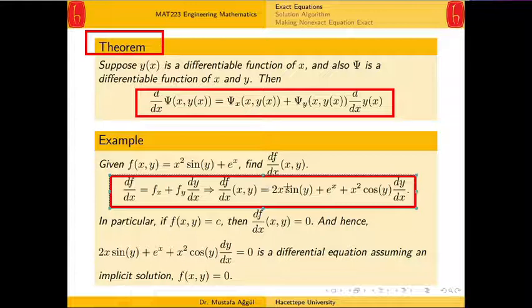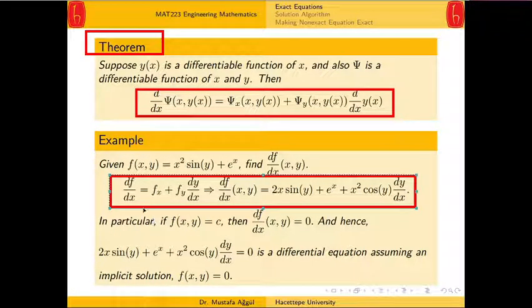So the x derivative of this function is basically equal to 2x sine y. e to the x will remain as is, so it is e to the x plus, now we have the y derivative times dy dx. The y derivative will be x squared cosine y, x squared cosine y times dy dx, which is here. Okay, so this is our derivative for a multivariable function.